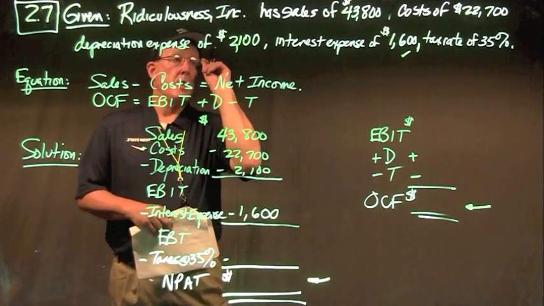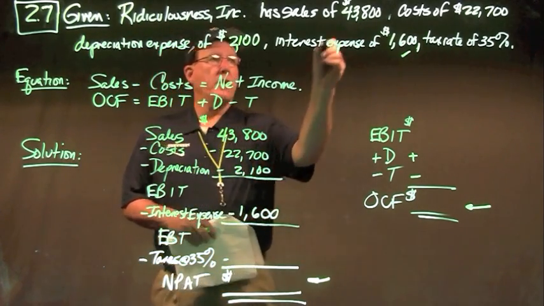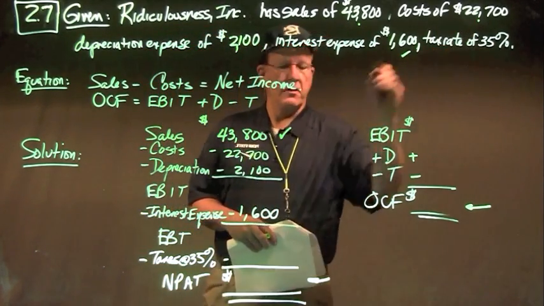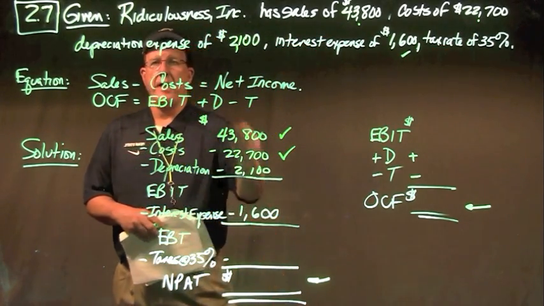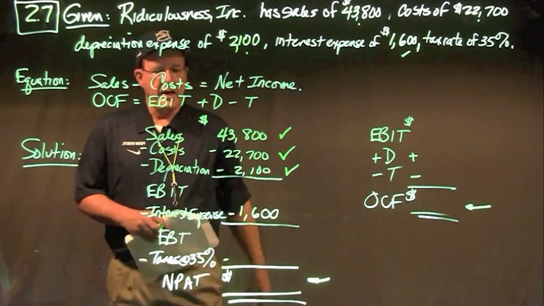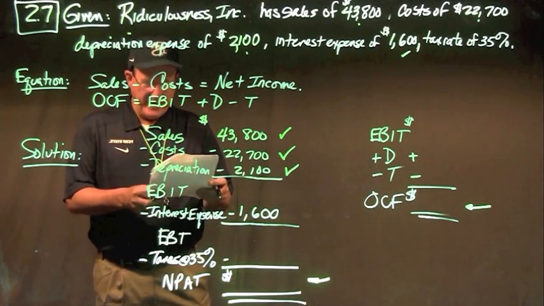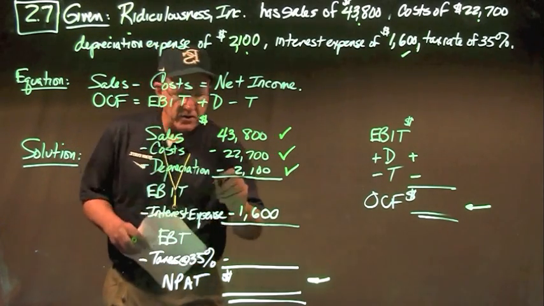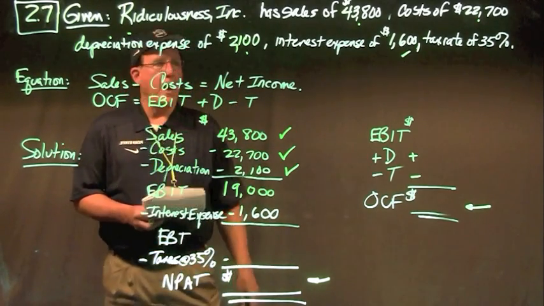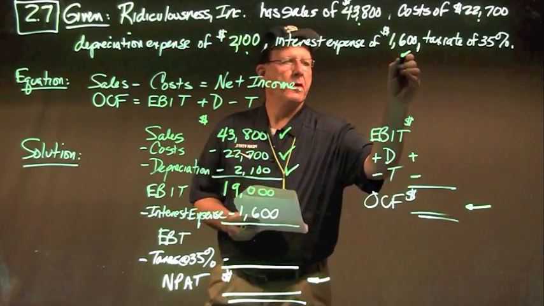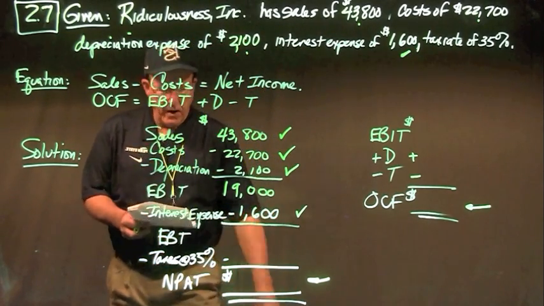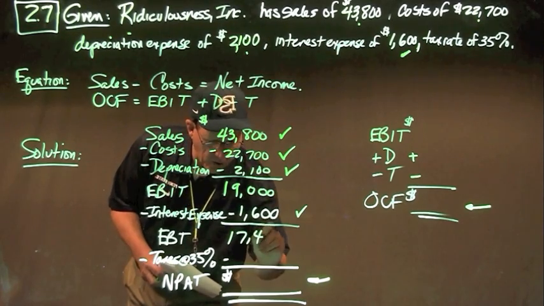It's a non-cash item. So first of all, we take our sales of $43,800 given. We have our cost of $22,700 given. We plug them in, and our depreciation expense of $2,100, and we plug that in, and we get an EBIT, or earnings before interest and taxes, by subtraction of $19,000. From that, I'm going to subtract my interest expense, $1,600. So I get an earnings before taxes number of $17,400.